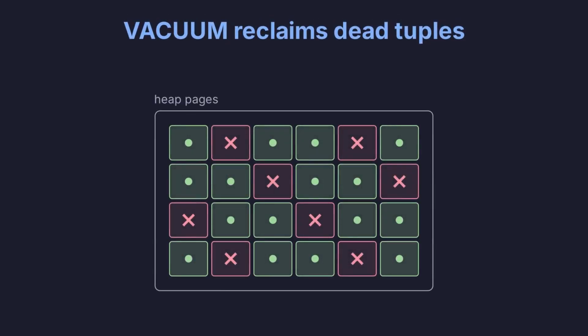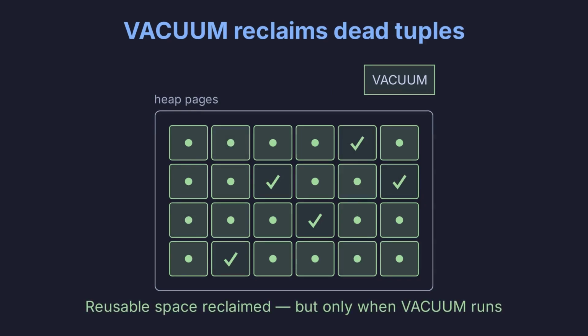All those superseded and deleted versions are dead tuples. They still live in the heap, and they still have index entries pointing to them. Nothing reclaims that space automatically. You must run vacuum. Vacuum scans the table, identifies dead tuples that are no longer visible to any active transaction, and marks that storage as reusable. Without it, your table grows and grows, even if you're deleting half the rows every hour.